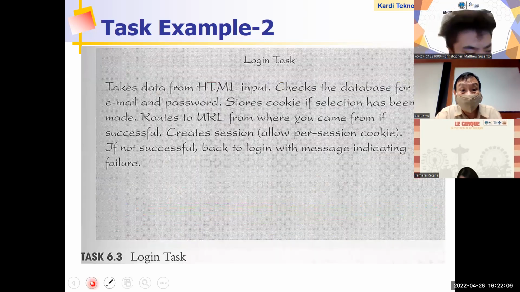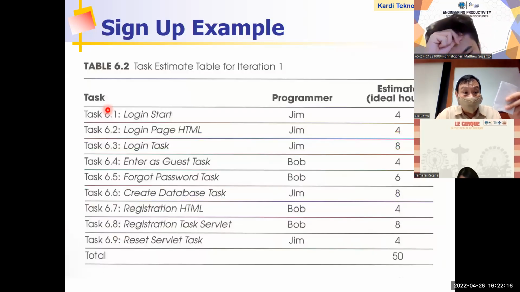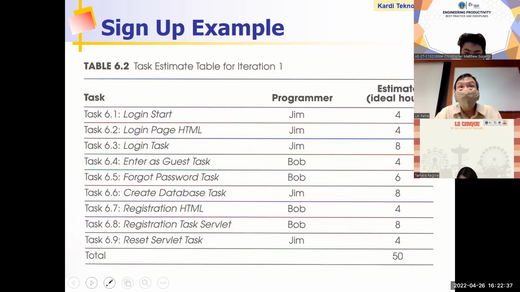Clear or not? Yeah, this is another example of a login task, right? And then each task you give a number, and then you assign who will do this. Yeah? And then each programmer who will do this will estimate the ideal hours. Okay, I can finish it in 4 hours. I can finish it in how many hours? And then you total, right? Okay. Can you finish within that time box or not?